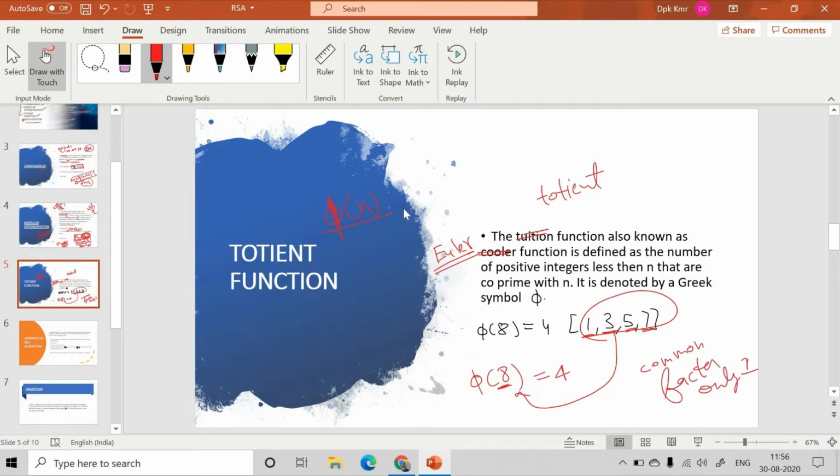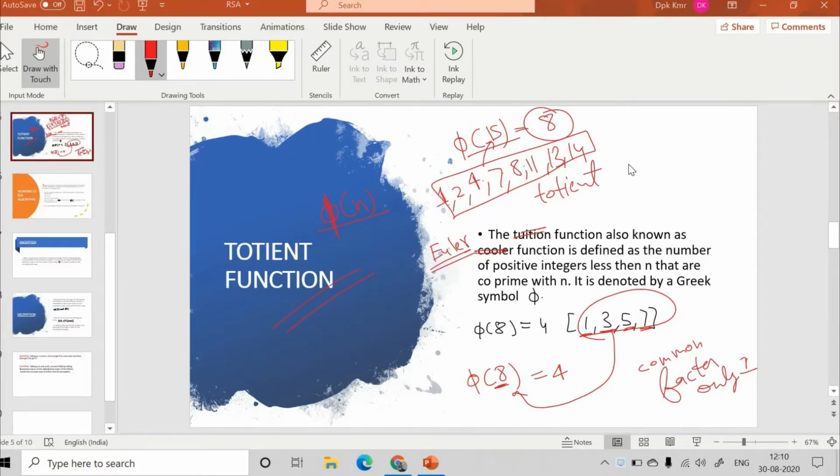Suppose I ask you what is the totient function for 15. So you will observe there are many numbers which are co-prime and less than 15, which are 1, 2, 4, 7, 8, 11, 13, and 14. These all are less than 15 and also co-prime to 15, right? So how many numbers are these? 1, 2, 3, 4, 5, 6, 7, 8. So the answer will be 8. The totient function for 15 is 8.